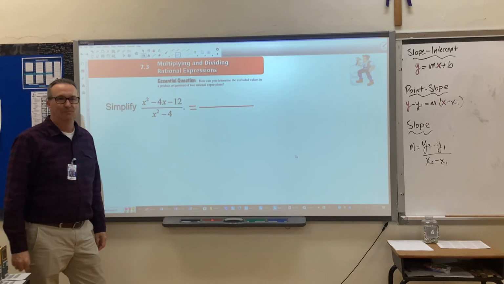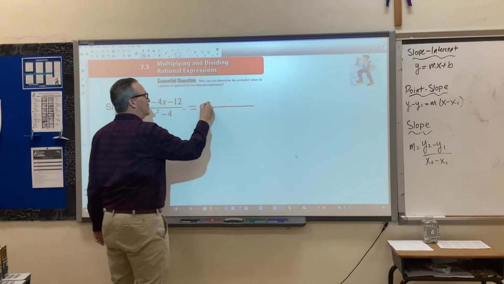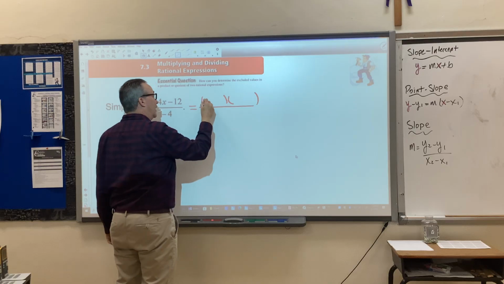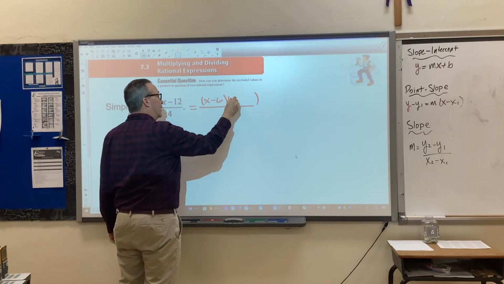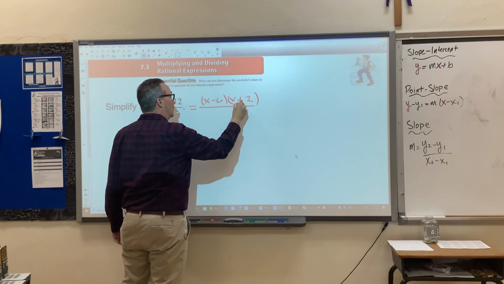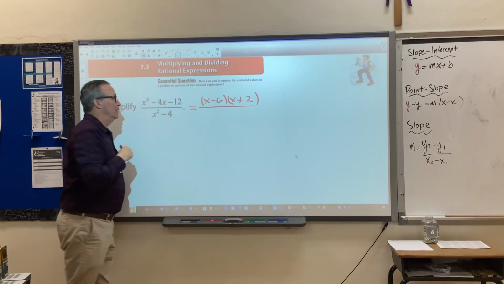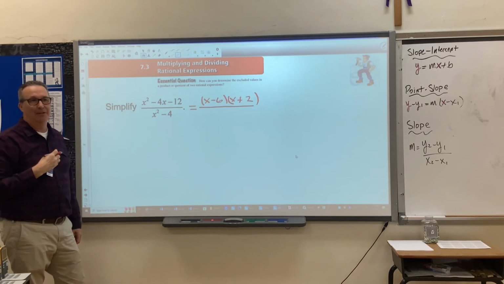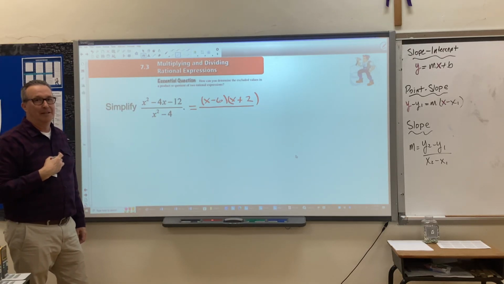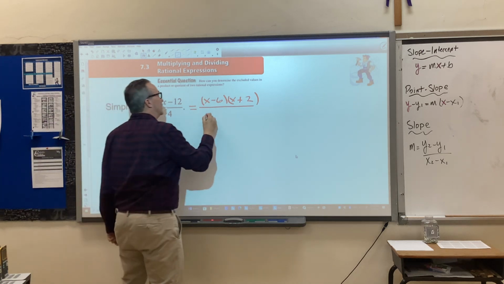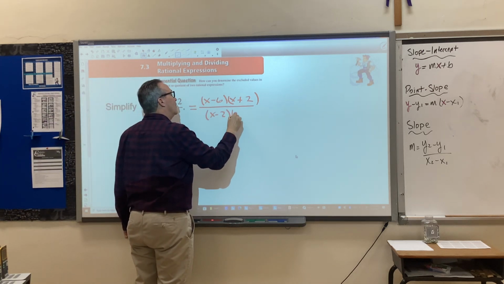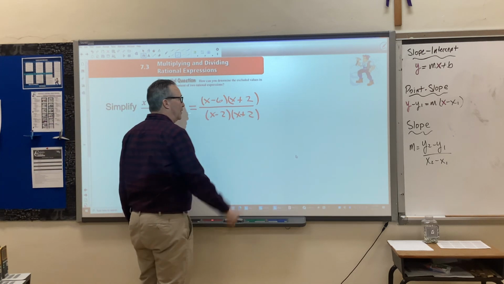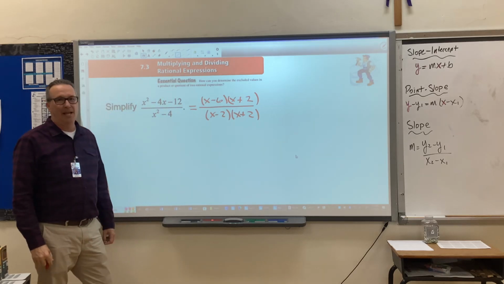What do you get when you factor this numerator? x minus 6, x plus 2. x plus 2. Good. What about the denominator? x minus 2, x minus 2, x plus 2. x plus 2. Can I do anything else?